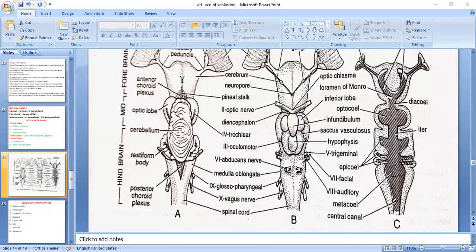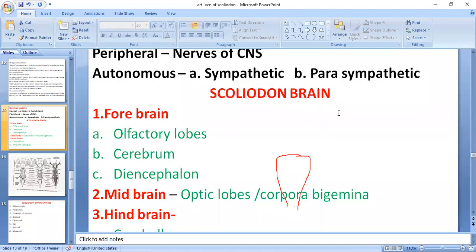So that is about the cerebellum. Then the final part is the medulla oblongata. Anteriorly it is a more or less triangular structure. The anterior region is broader, the posterior region is narrower. That is continued as the spinal cord. And I forgot to tell you, the brain of the scoliodon is protected in a place called the chondrocranium.